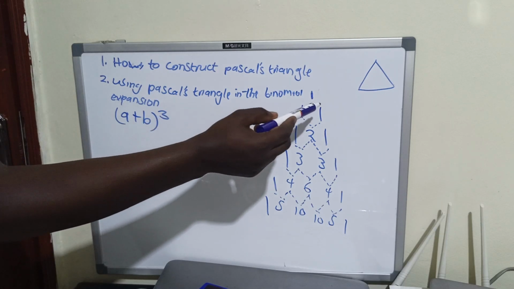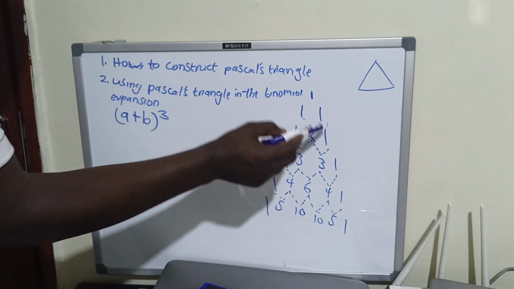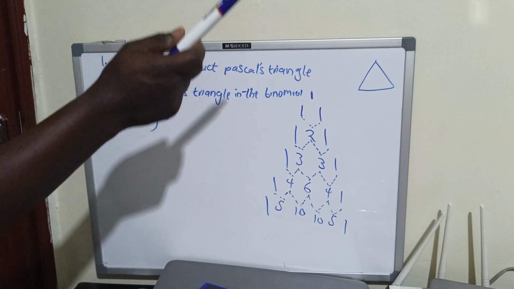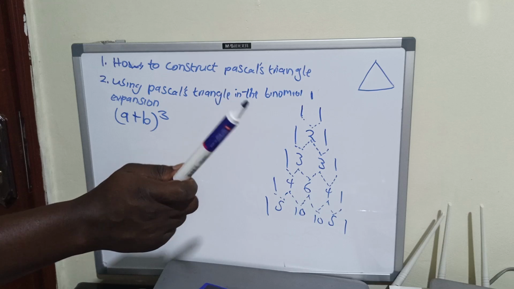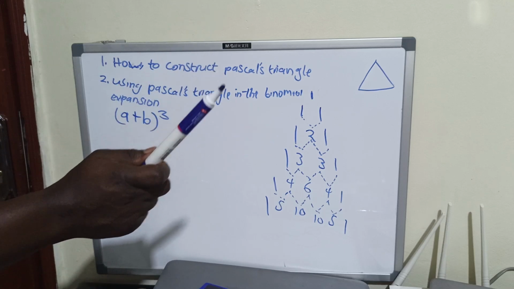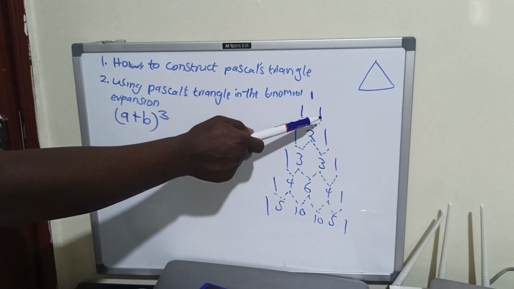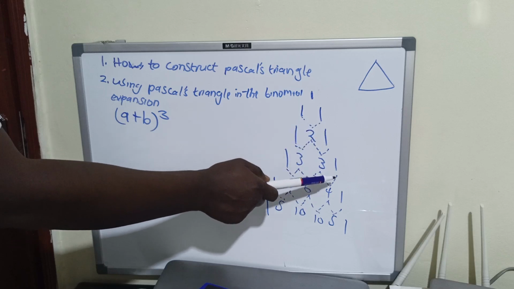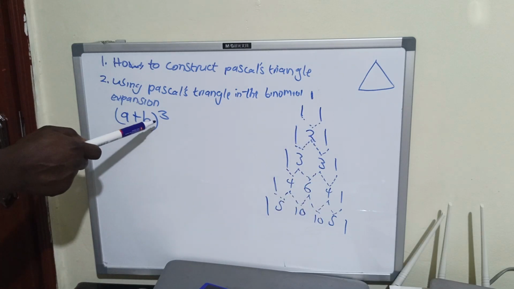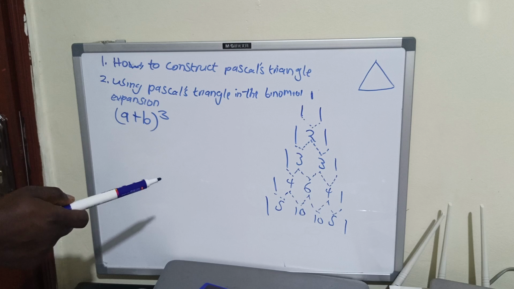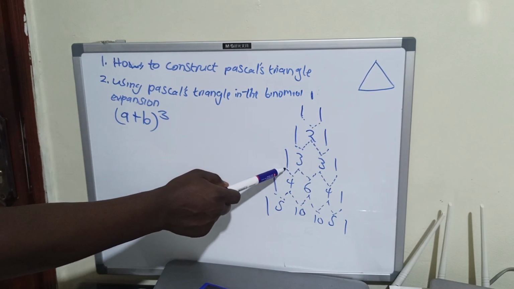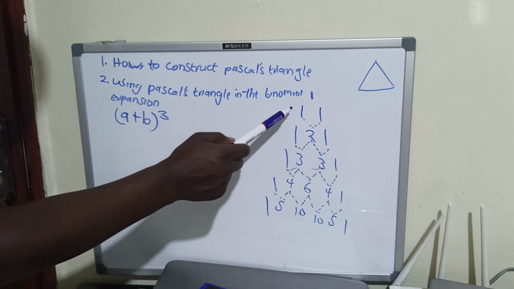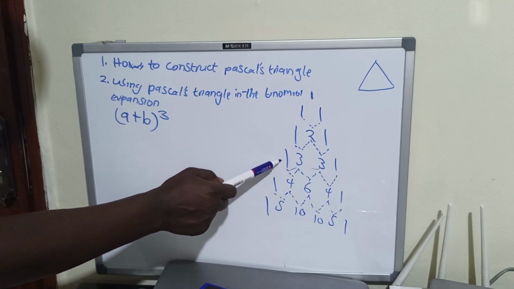So we say 0, 1, 2. This is what I was saying about that time. Now you understand it. When I was saying power 0, 1, 2, 3, 4, 5. So if it is power 3, we use the third line. We start with 0, 1, 2, 3. We'll use this line.